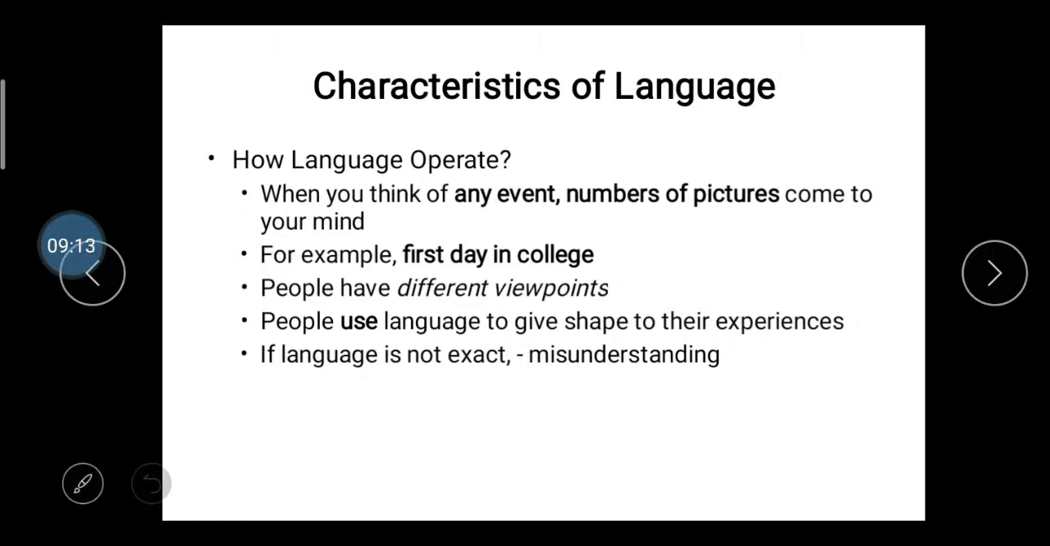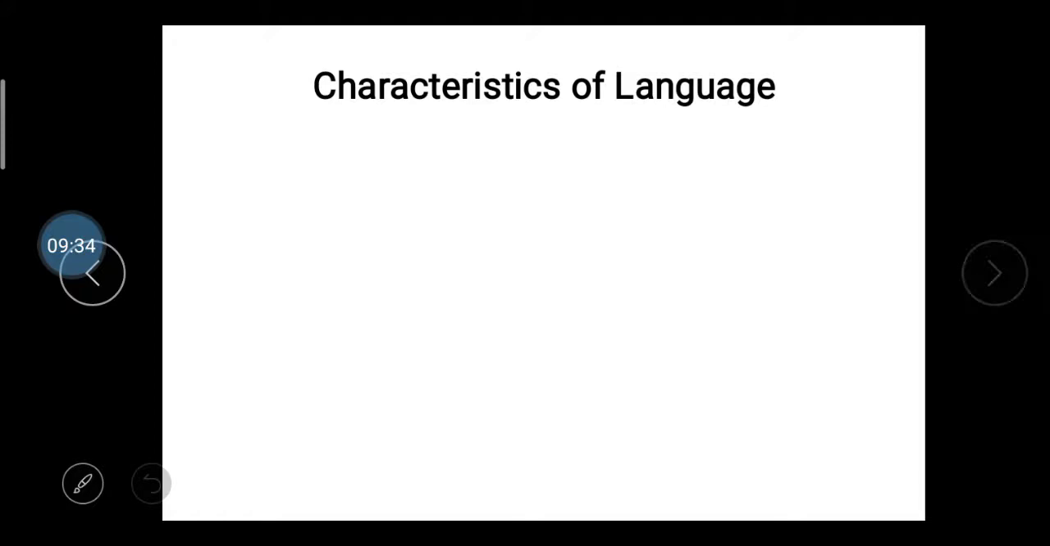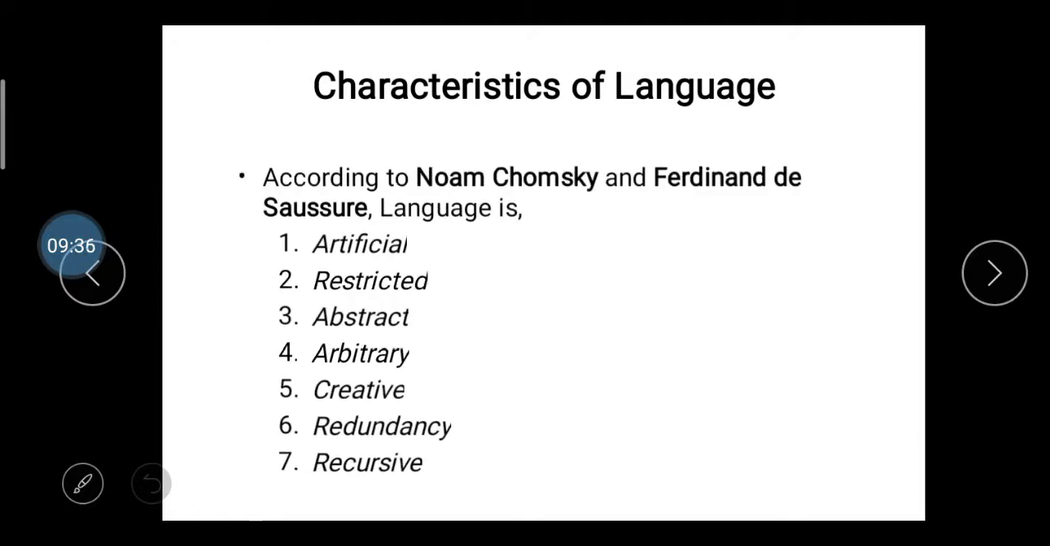Whenever you remember or think about events which you have experienced, at that time your imagination and your language affect your total communication network. Then, there are two writers, Noam Chomsky and Ferdinand de Saussure, who gave some characteristics regarding languages.